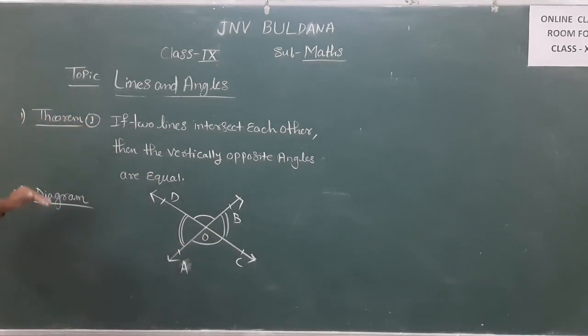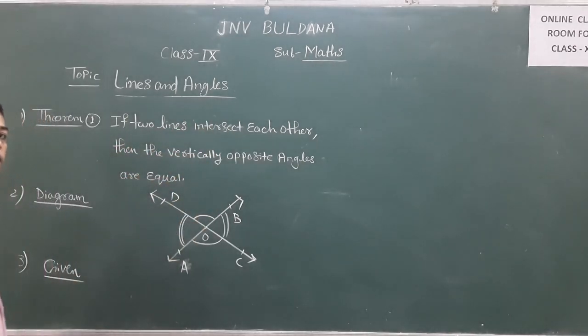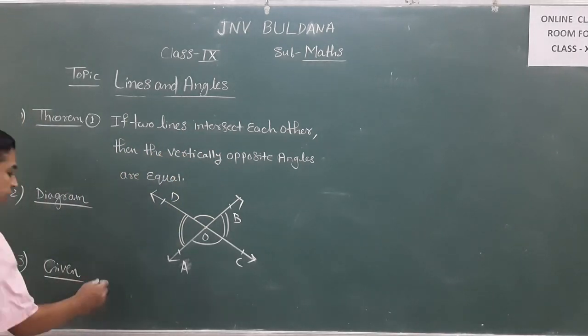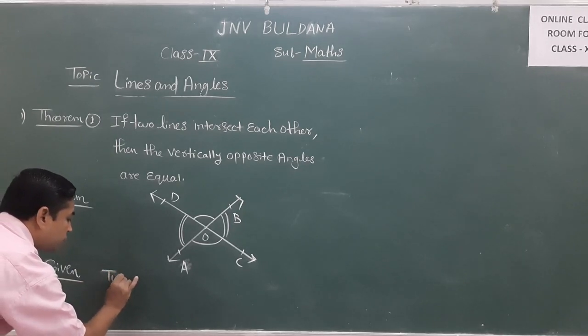After the theorem and diagram, then what is given, what we are going to prove, and you can write given. So what is given to us, that you write in your statement. So two lines, again you write this statement in the simplified way. Two intersecting lines.